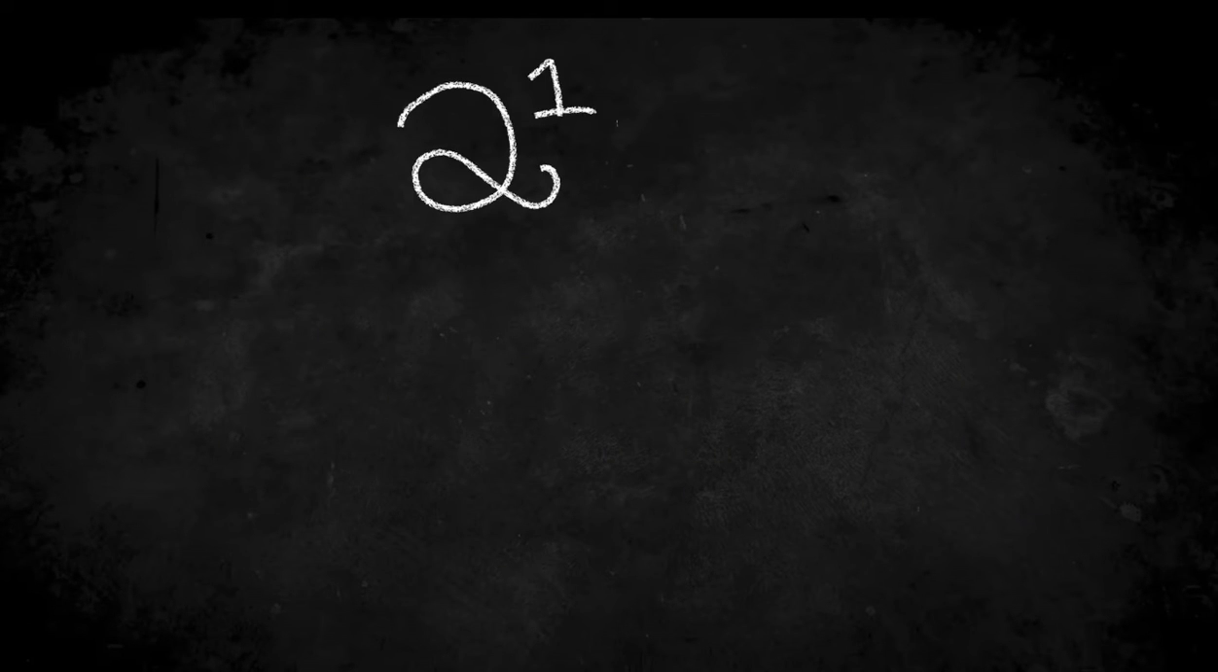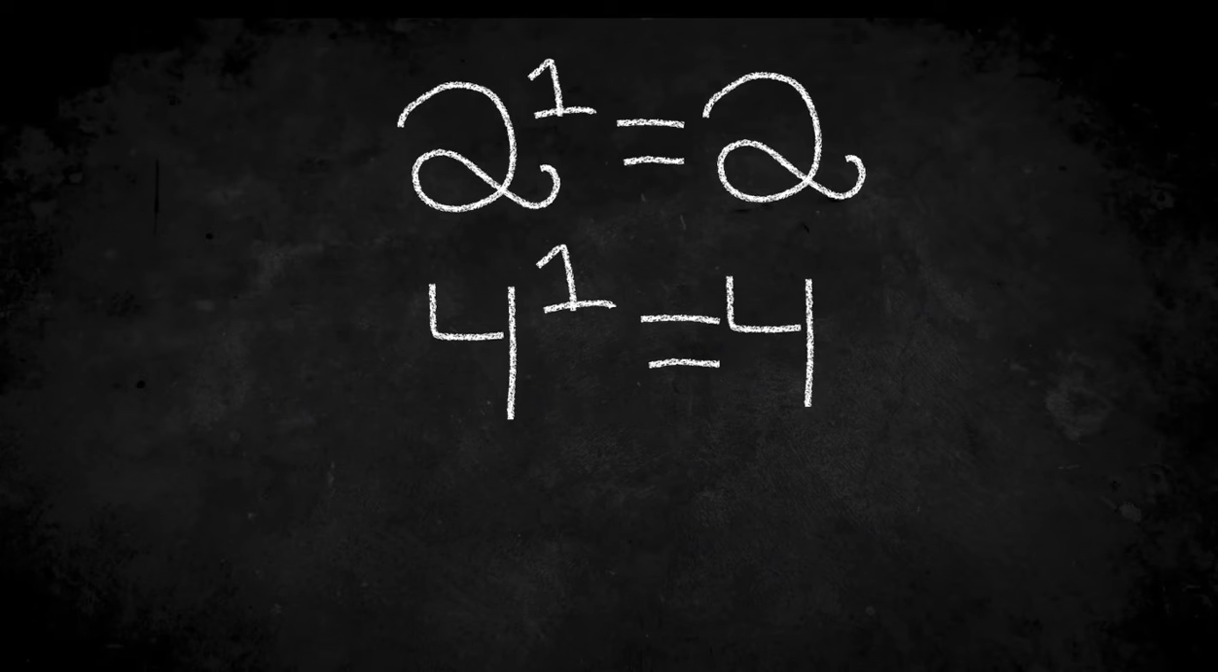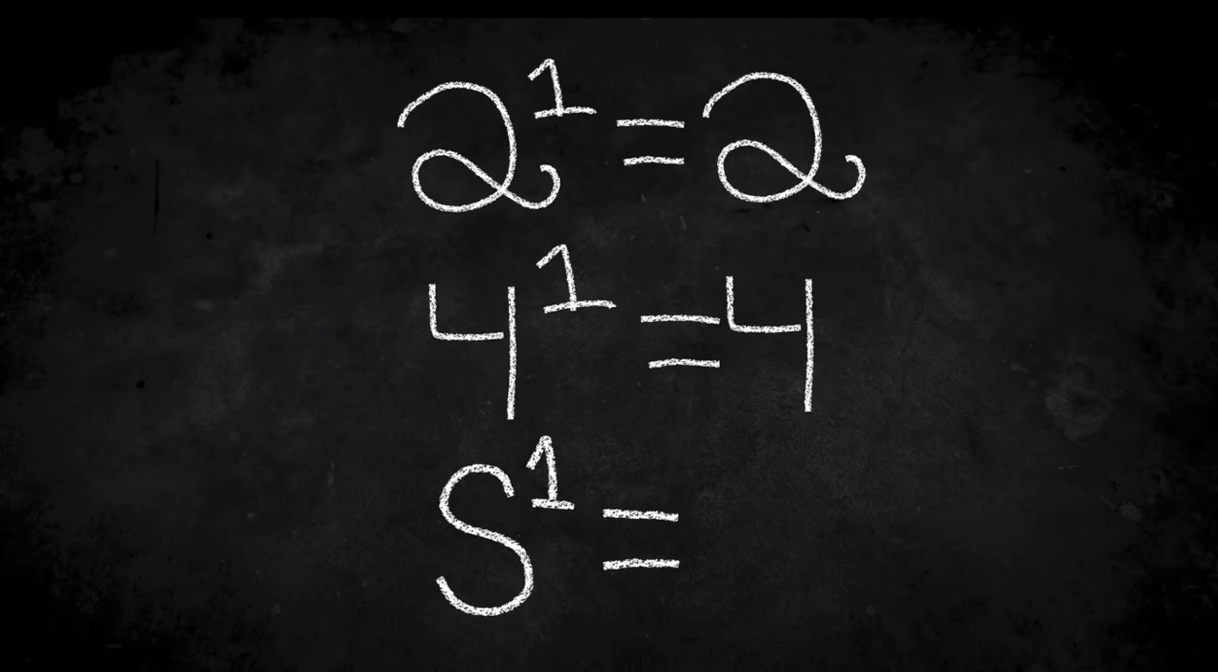So, we need to solve 2 to the power of 1. But whenever you have a number with an exponent of 1, to solve that, all you need to do is take out the exponent 1 and just leave the base number, in this case 2. So 2 to the power of 1 equals 2. 4 to the power of 1 equals 4. S to the power of 1, well, since we know it'll equal the same thing, but we don't know what S equals, we can just put it as S.